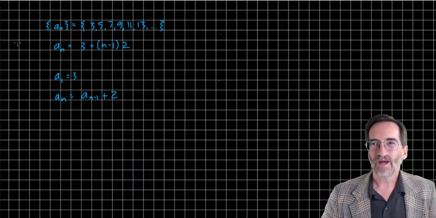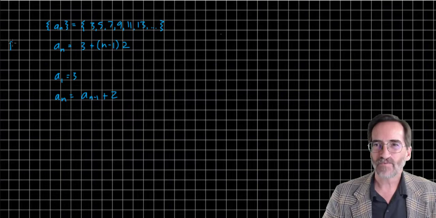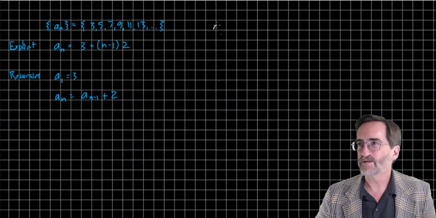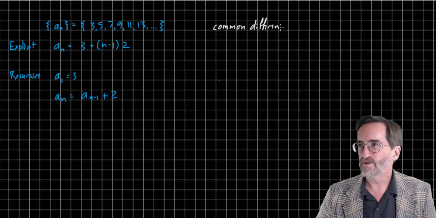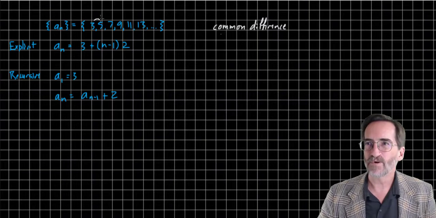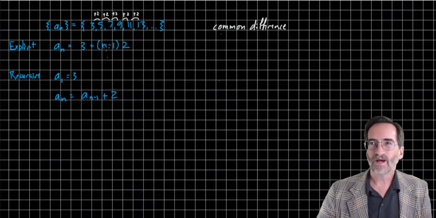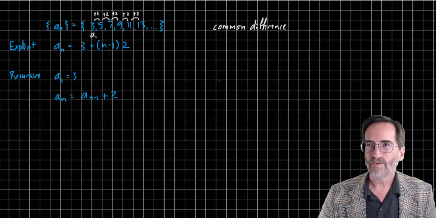All right, so we have the explicit formula and the recursive formula. But let me explain what I just did. An arithmetic series is a series in which it has a common difference. In other words, the difference between each successive number is the same. In this case, plus 2, plus 2, plus 2, plus 2, plus 2. Okay? And it has a first term we'll call A sub 1, right?